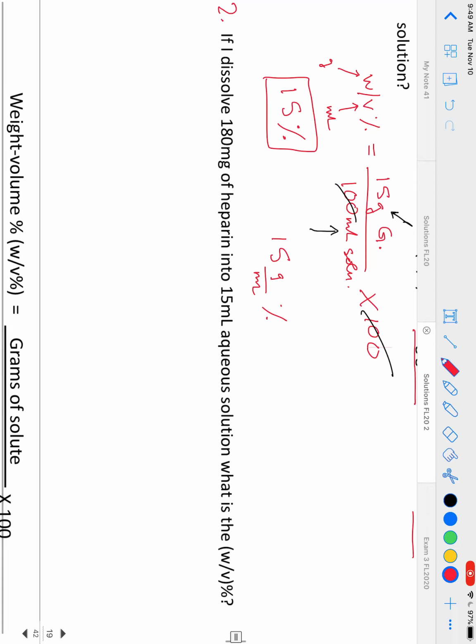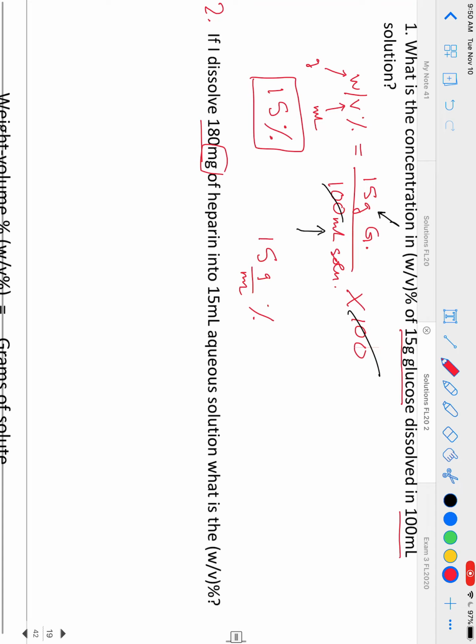Okay, that's number 1. Number 2, if we dissolve 180 milligrams, notice we have units of milligrams, not grams. So we're first going to have to convert to grams, all right, before we can plug in. We're going to dissolve 180 milligrams of heparin. Anybody know what heparin is? Y'all can't respond right now, but I would ask this in lecture. It is an anticoagulant.